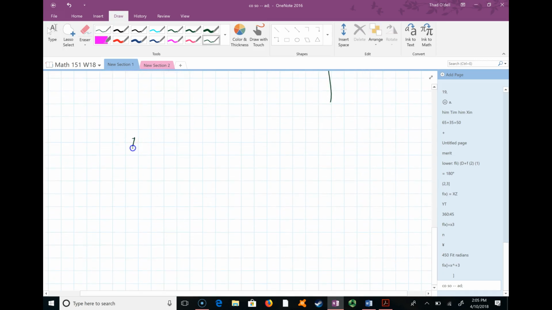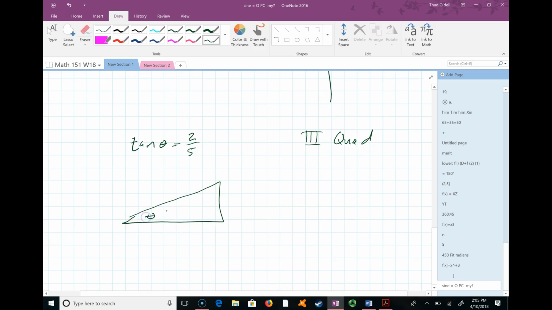So let's say that I know that tangent of theta is, let's say, 2/5, and we're in the third quadrant. Okay, so first of all, I'm going to draw my reference triangle. Theta, and we got opposite over adjacent. So this guy is going to be, let's see, 25 plus 4 square rooted. So that would be the square root of 29, using the Pythagorean theorem again.